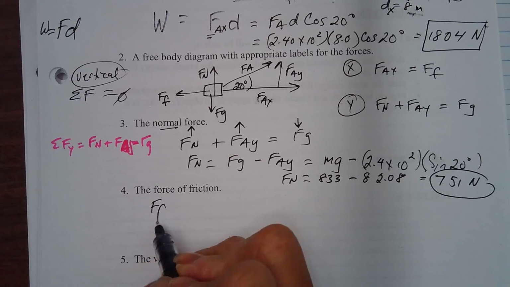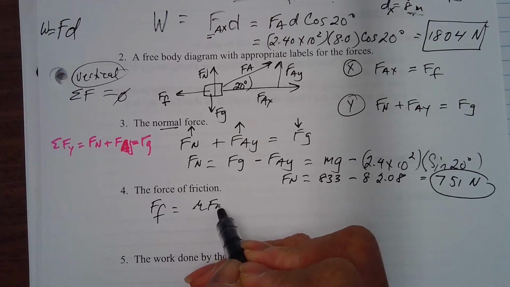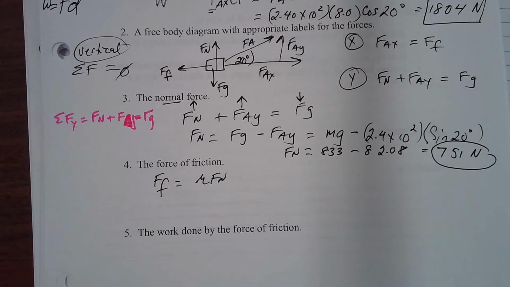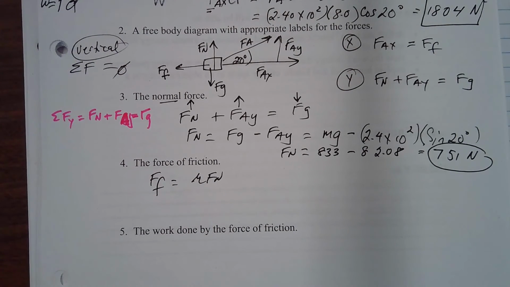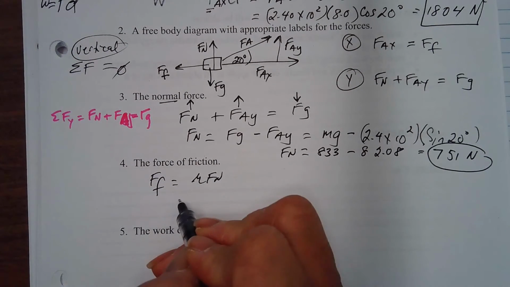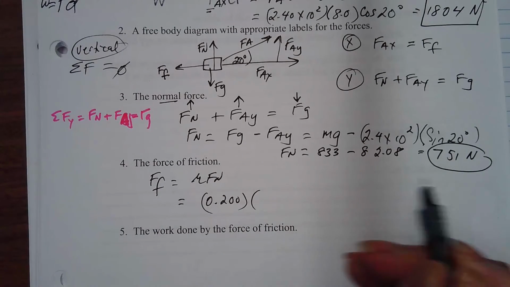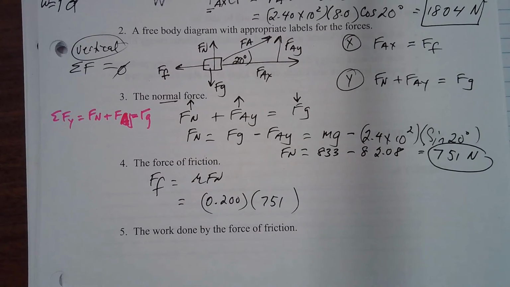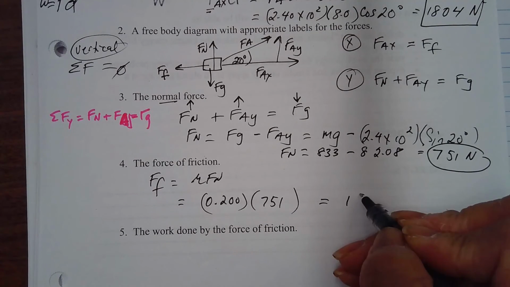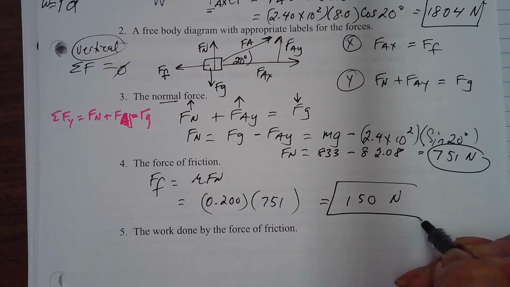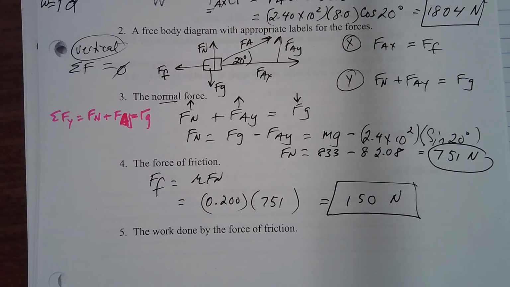Now, force of friction is mu Fn. So your answer to number 4 will depend on your answer to number 3, right? So since you have the mu of 0.2, you just multiply it by your Fn, which you found in question 3, and that gives you 150 newtons of frictional force. So you can see this is going to accelerate along the x, right?